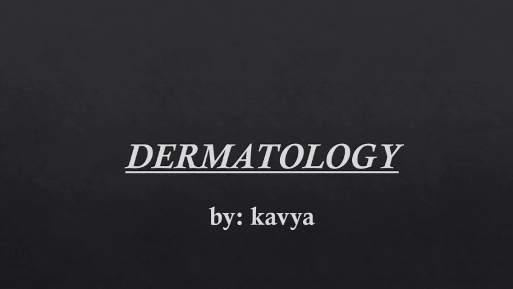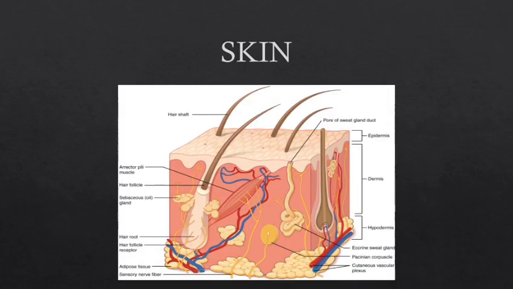There is a dermatologist, a doctor who diagnoses skin problems. The one who diagnoses skin problems is called a dermatologist. Okay, see, this is the skin structure. In this skin structure, I will explain the structure, layers, and parts of the skin. This is the skin diagram.